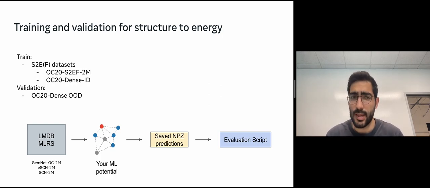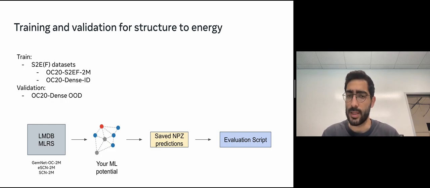Now, practically speaking, or on a closer look as far as implementation is concerned, how this will look from a training and validation perspective is, one, you may be training on S2EF data. Specifically, you'll be focusing on energy here, but most of our S2EF data contains both energies and forces.